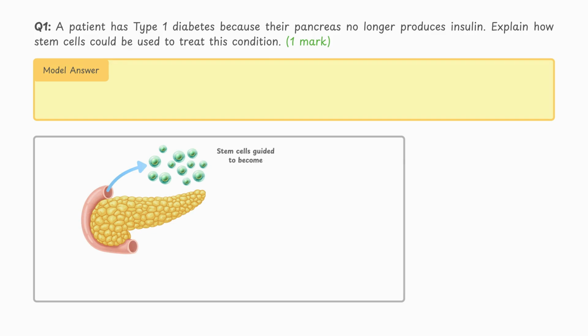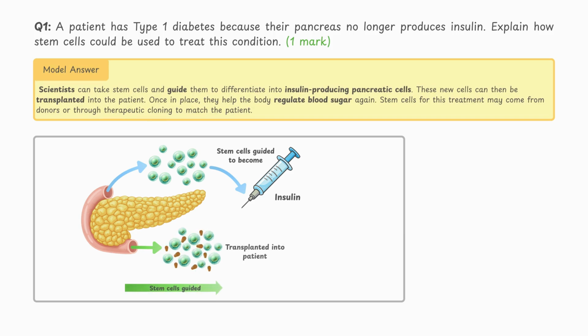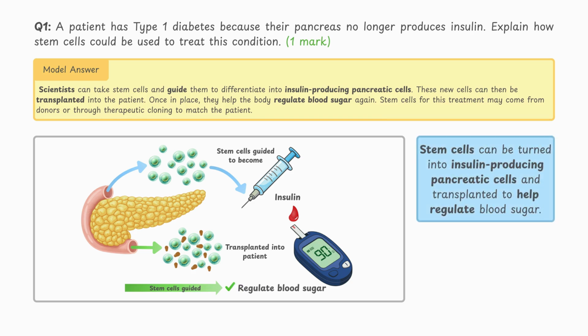Scientists can take stem cells and guide them to differentiate into insulin-producing pancreatic cells. These new cells can then be transplanted into the patient. Once in place, they help the body regulate blood sugar again. Stem cells for this treatment may come from donors or through therapeutic cloning to match the patient.